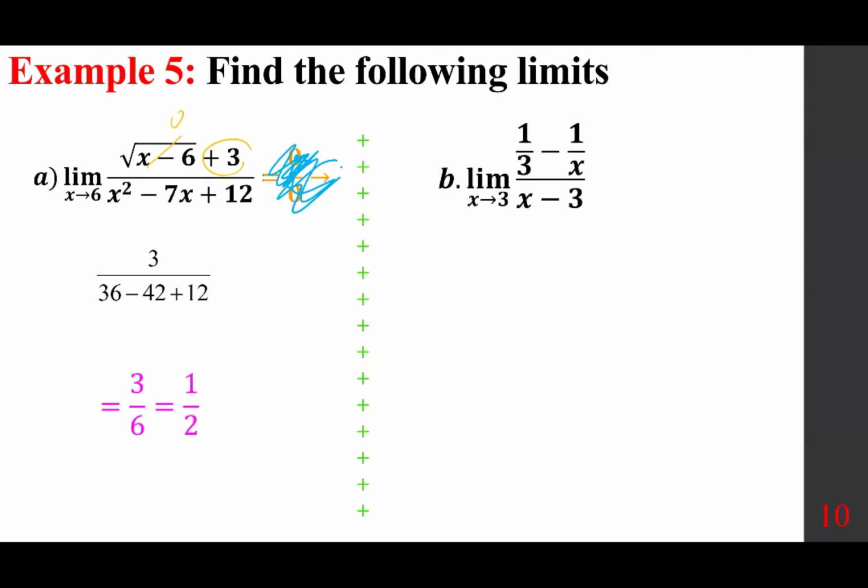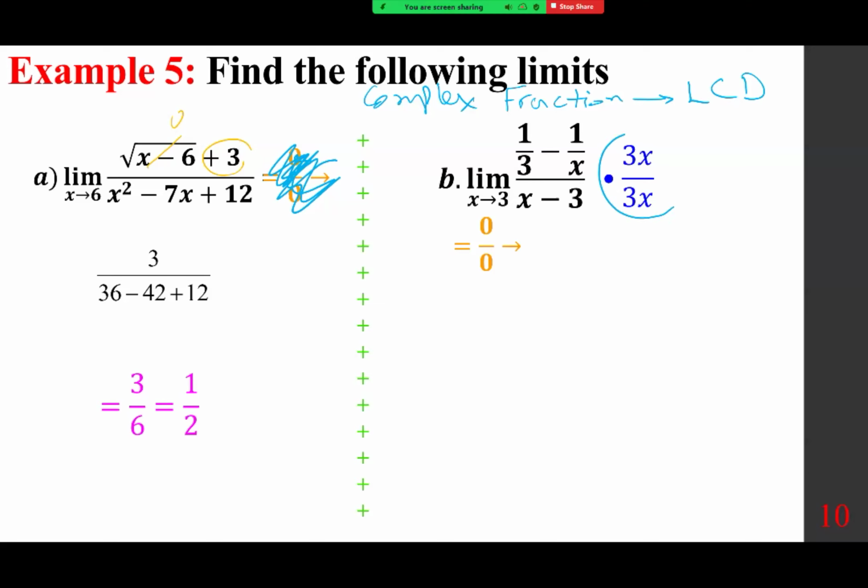In this case, if you plug in, you get 0/0, which is indeterminate. Because we have a complex fraction, the technique is LCD. The numerator has 2 fractions. The least common denominator is 3x. You're going to multiply and divide by it. And bear in mind, this is equal to 1. So you are going to multiply this by the numerator.